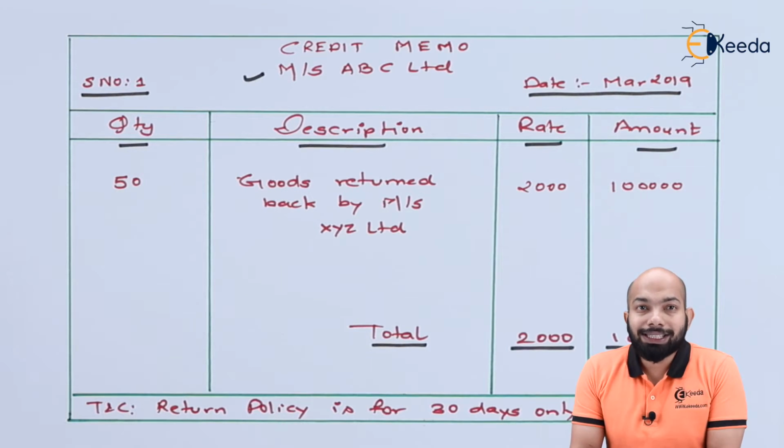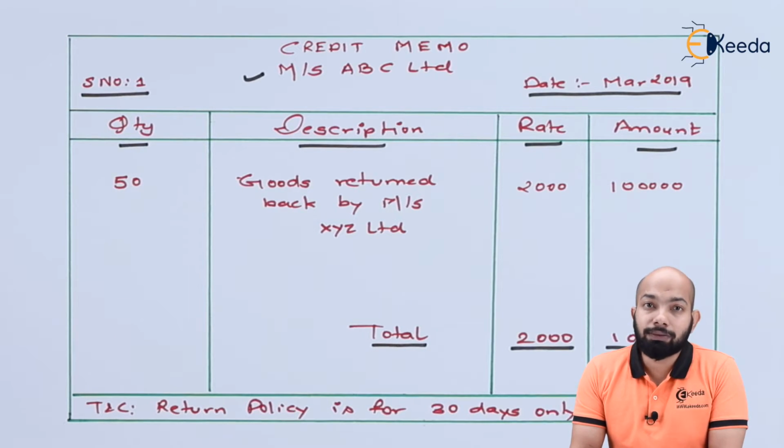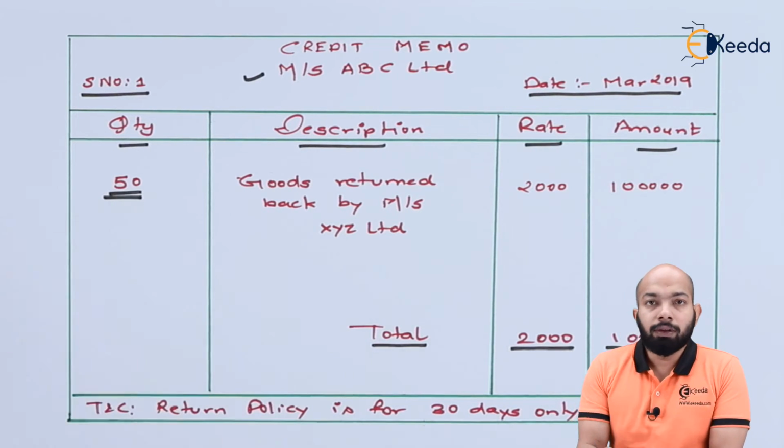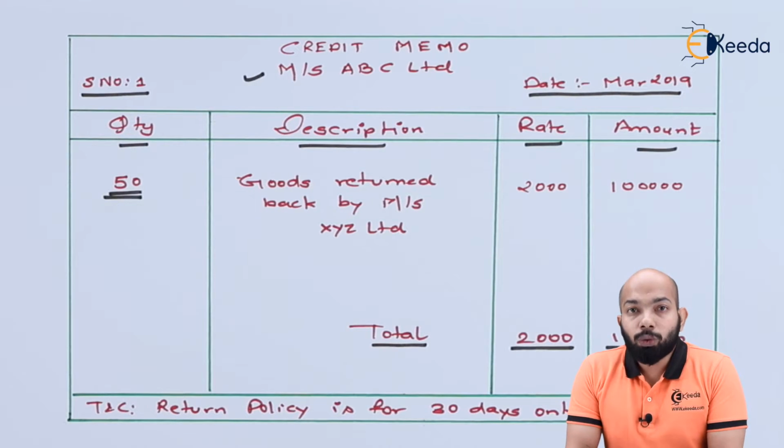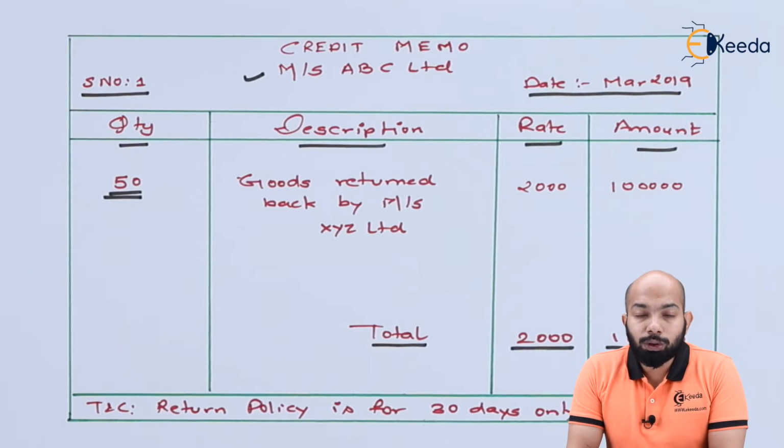Now, as the question stated, 50 quantities were returned back by the buyer. Hence, the quantity column will have the value as 50. Description will have what goods were being sent back, and what the description of the goods is, as the question never stated what kind of goods are being sent back. Hence we have mentioned the same line, that means goods purchased for rupees 2 lakhs and 50% refund being done here.